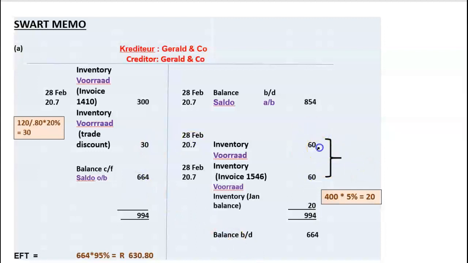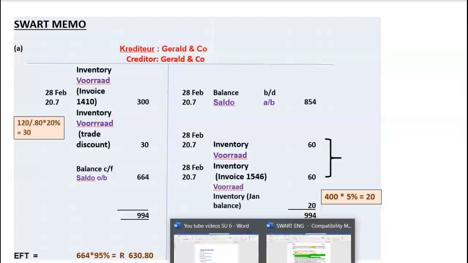The first 60 Rand will eliminate this entry that we've passed originally on the debit side for the 60 Rand, so it will just take out a mistake. And then we still have to post that invoice now in our books. So here we're going to post the invoice 1546 of 60 Rand. If you put here a debit against inventory of 120 Rand and a credit against our creditors account of 120 Rand, so you didn't split the 60 and the 60, it is 100% correct.